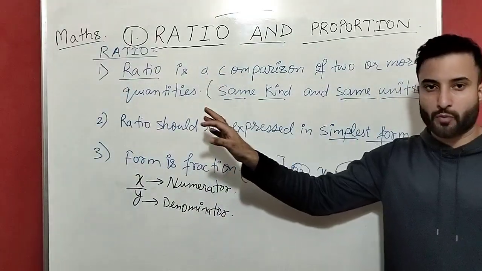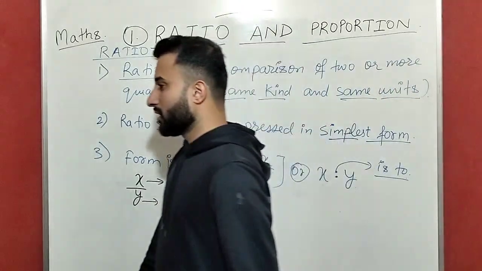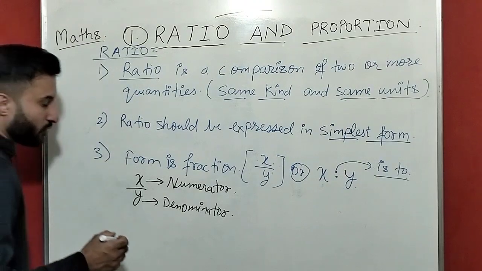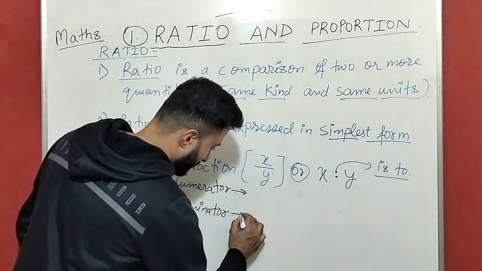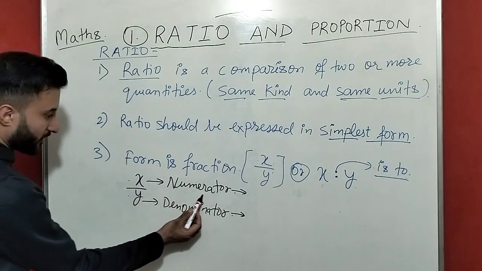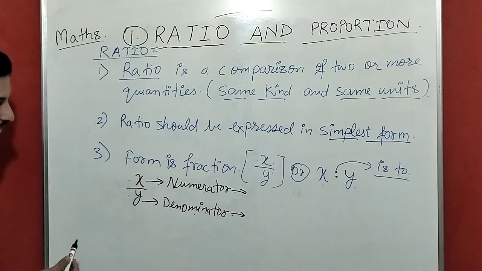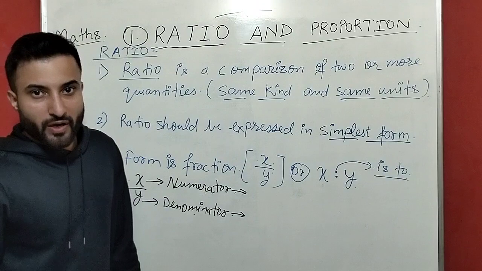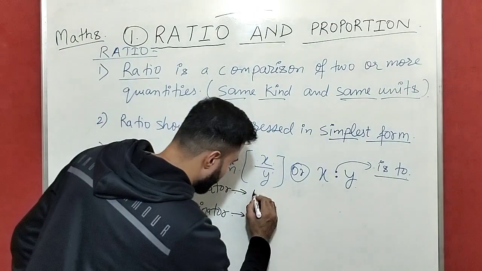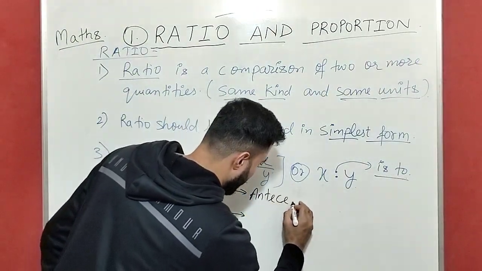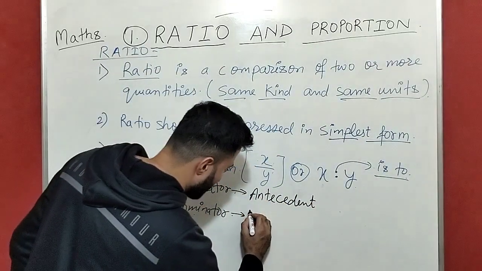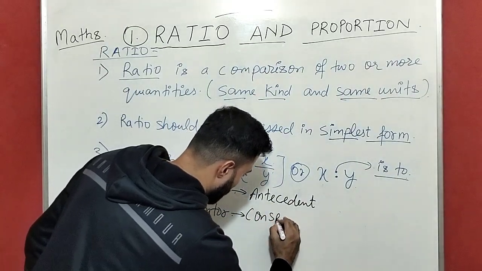But here in ratio and proportion, we are not going to say numerator and denominator. Guys, this is very important. The question used to come from this. Previously we used to say x as the numerator, y as the denominator. But here in the ratio, the name for x is antecedent. Y is consequent.